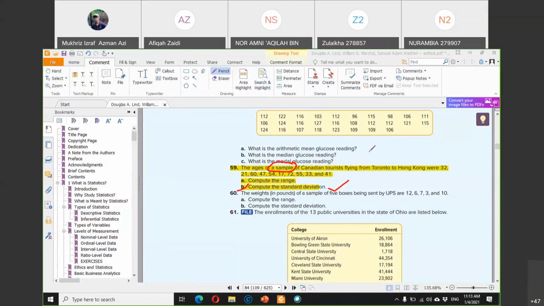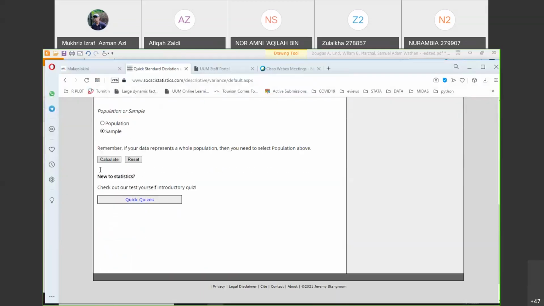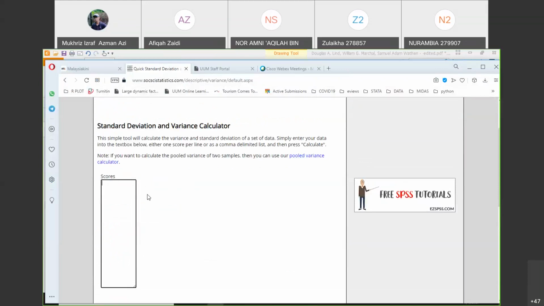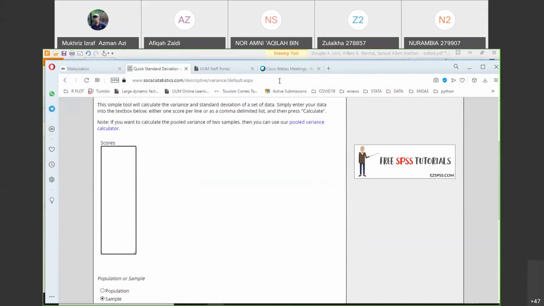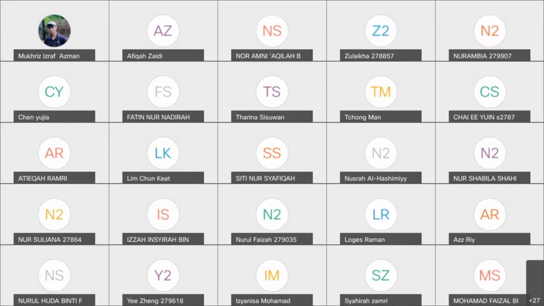It should be done already, because what you are doing is just keying in the data on the website and pressing calculate. We already used this website before. I'm sure you should know how to key in your data in one column alone. Okay, Tan Boon Yu, share your screen.